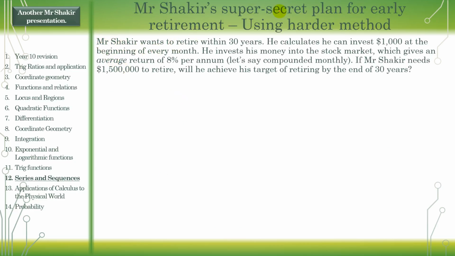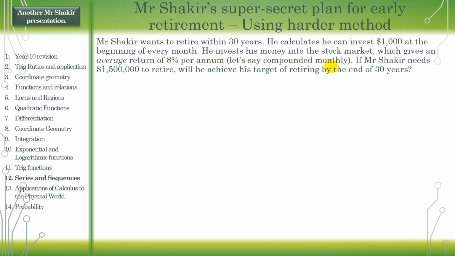So, Mr. Sharkey, this is something that I've thought out myself in real life. It's actually real. Mr. Sharkey wants to retire within 30 years. He calculates he can invest $1,000 at the beginning of every month. He invests his money into the stock market, which gives an average return of 8% per annum. Sometimes I will earn a loss. That's okay. On other years I might earn 12%, 13%. So on average, 8% per annum historically for like the last 100 years or something. The stock market gives 8% per annum.